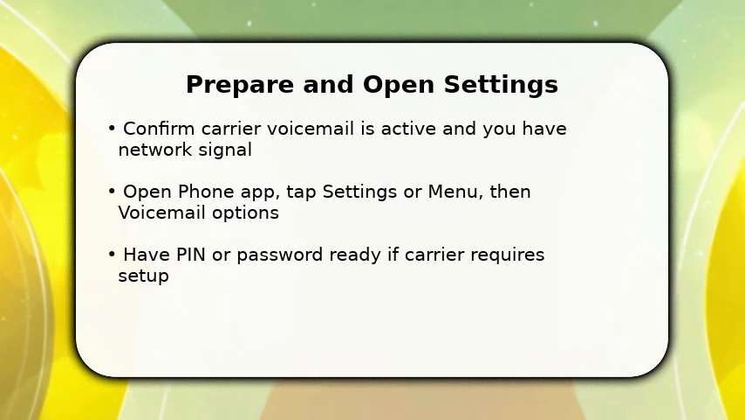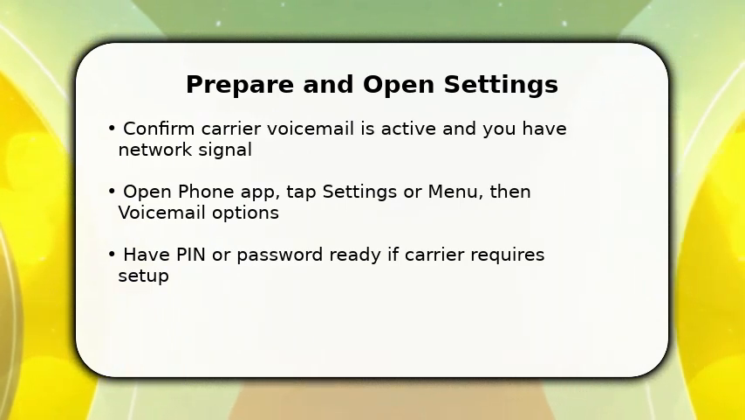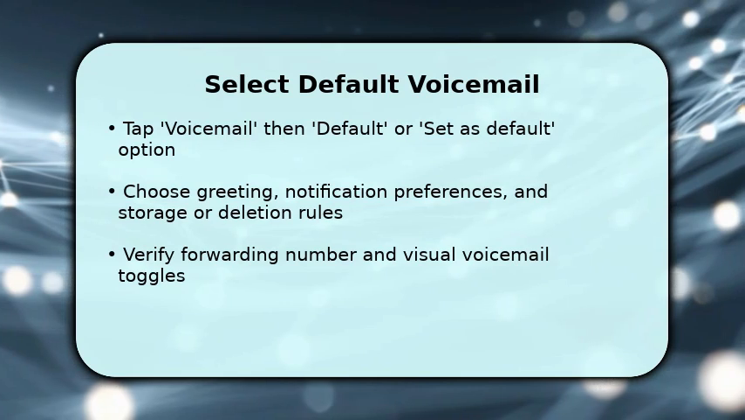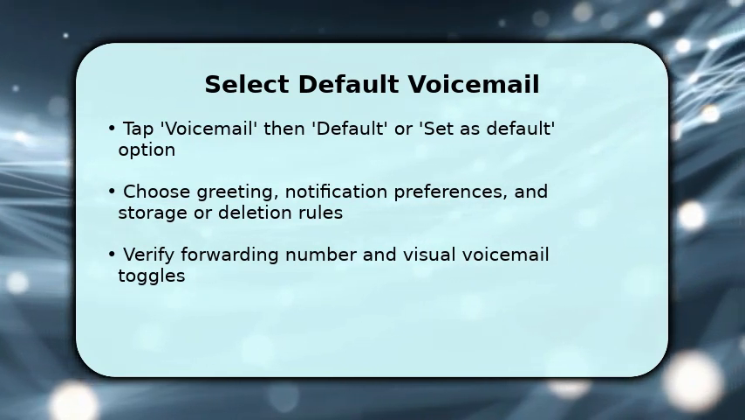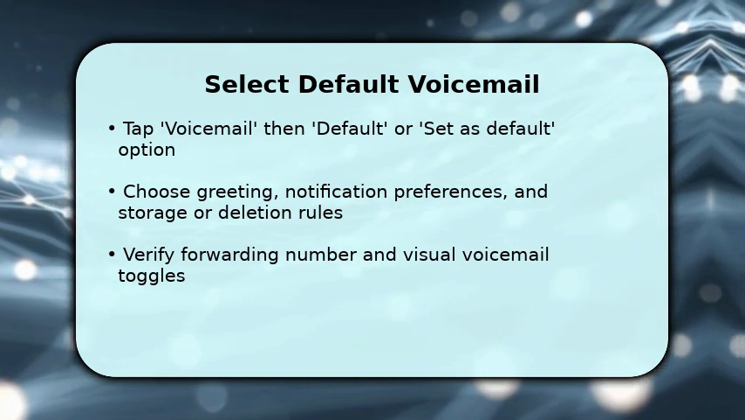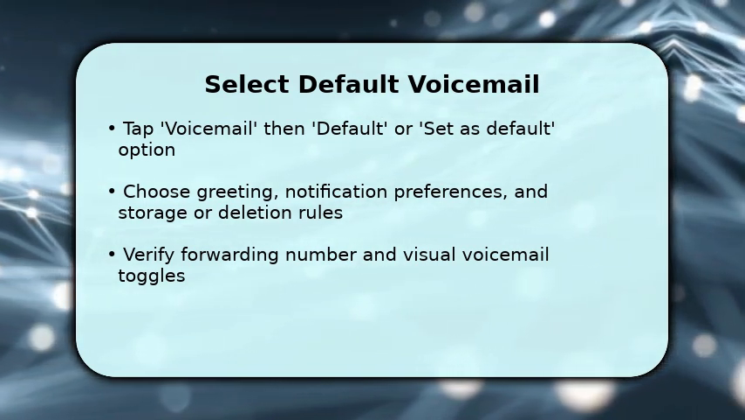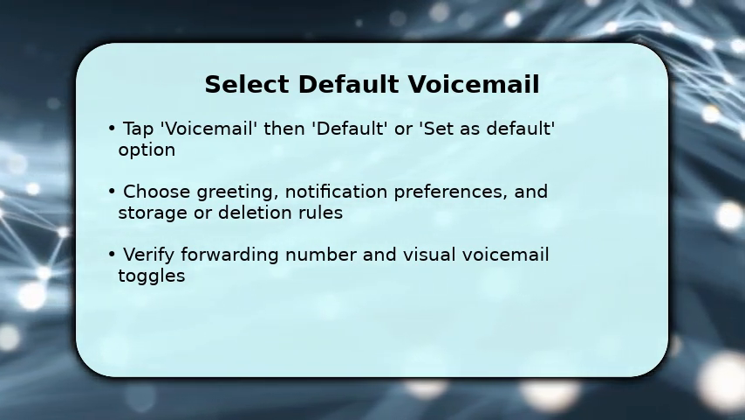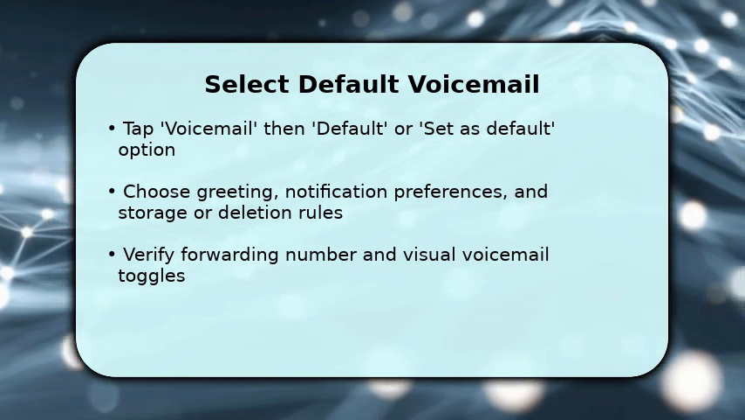Now choose the actual default voicemail. Tap Voicemail within Settings, then select Default or Set as Default. This binds the chosen account and greeting to incoming calls. Make deliberate choices for greeting, notification style, and whether messages auto-delete or store. Each affects how you'll retrieve messages later.